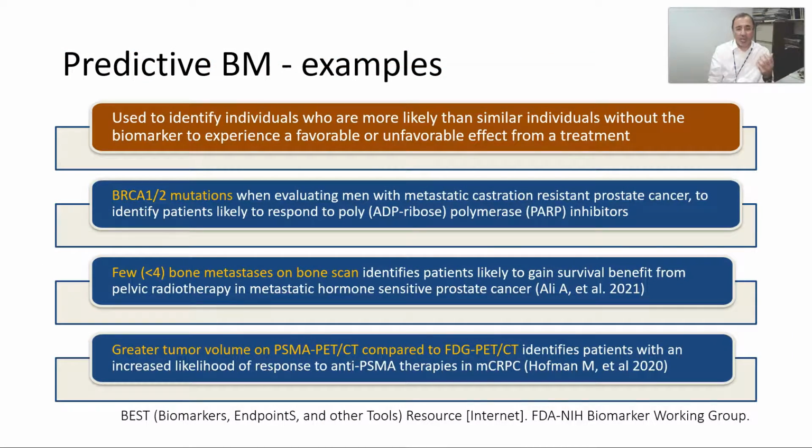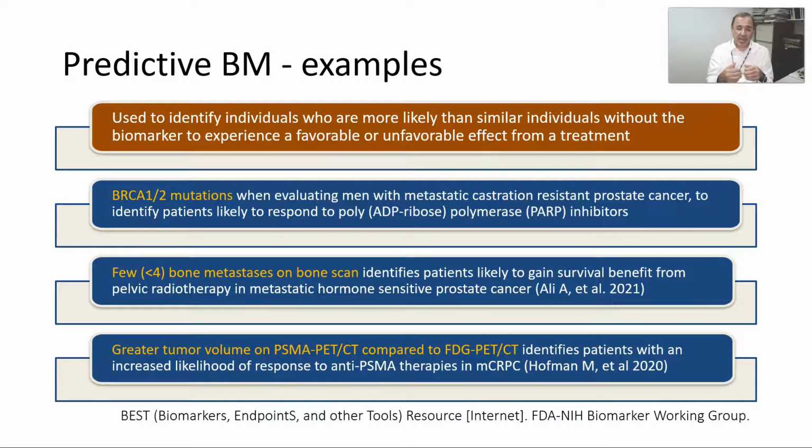Predictive markers tell us about somebody who will or will not respond more favorably or unfavorably to a particular type of therapy. So the BRCA mutation, of course, will tell us if a patient is likely to benefit from using a PARP inhibitor. Another predictive biomarker is the bone scan. A bone scan showing less than 4 bone metastases can predict who is likely to gain benefit from pelvic radiotherapy in the setting of metastatic hormone-sensitive prostate cancer.